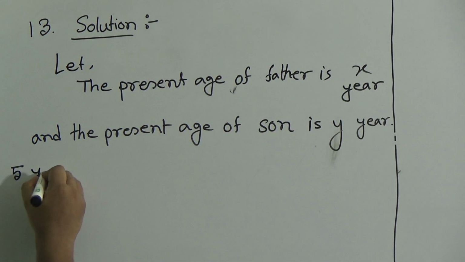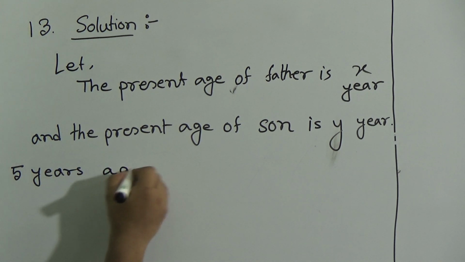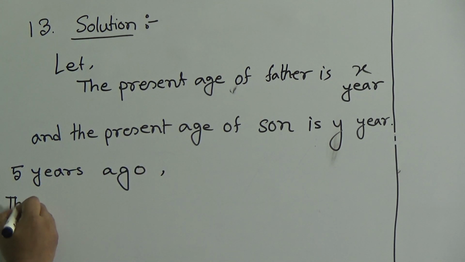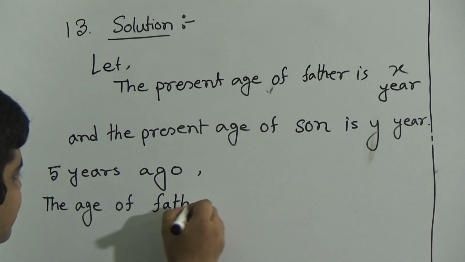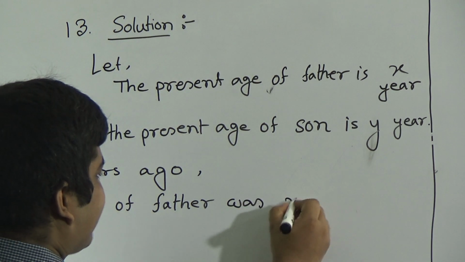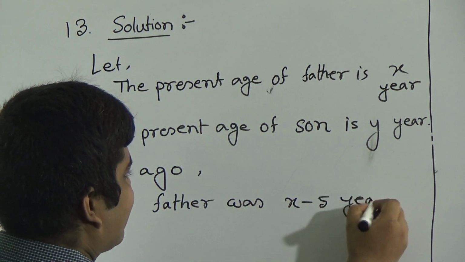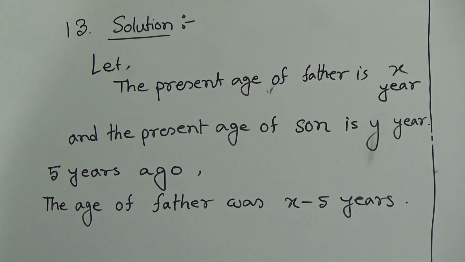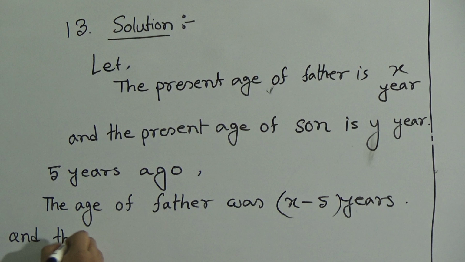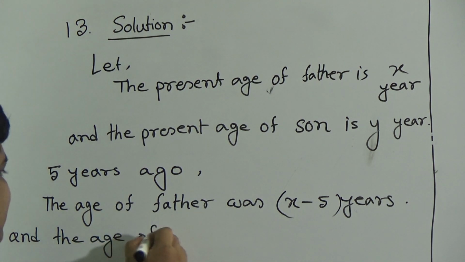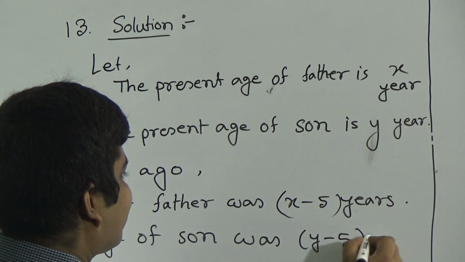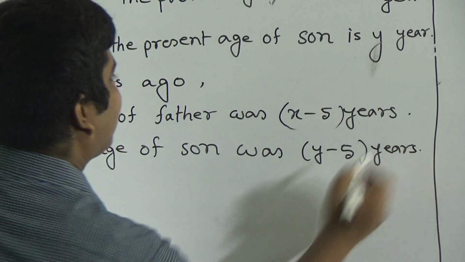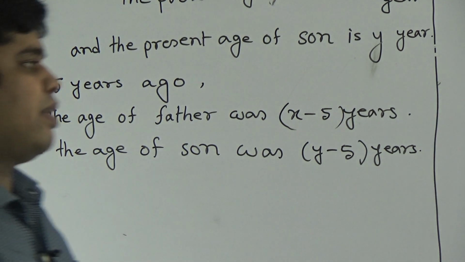5 years ago the age of father was x minus 5 years. I hope you have understood. Next, the age of son was y minus 5 years. I hope you have understood. So 5 years ago is done.